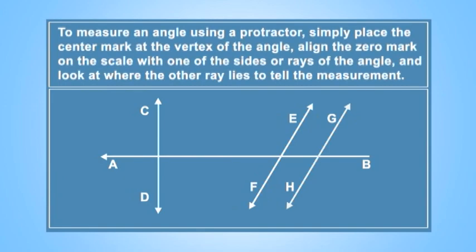To measure an angle using a protractor, simply place the center mark at the vertex of the angle. Align the 0 mark on the scale with one of the sides or rays of the angle. And look at where the other ray lies to tell the measurement.